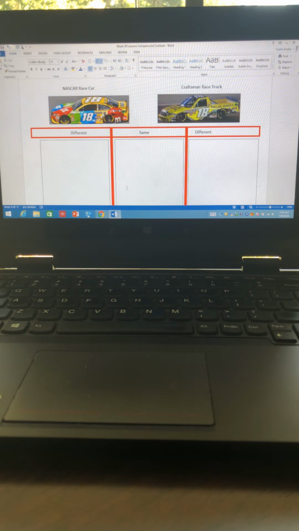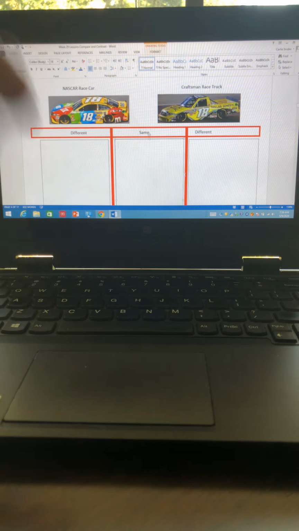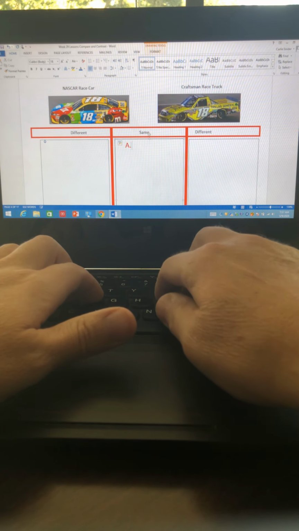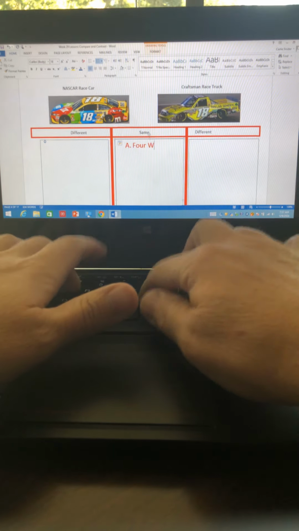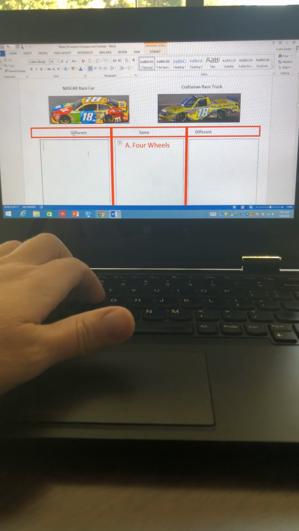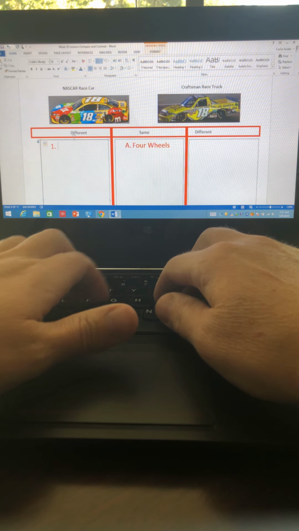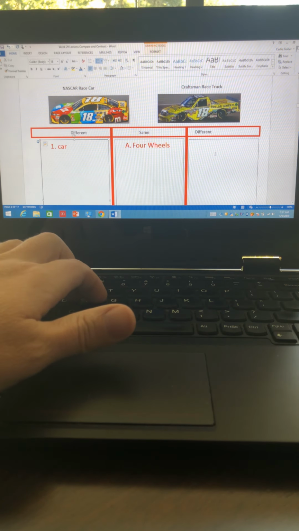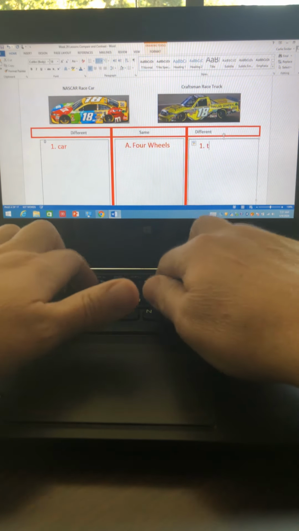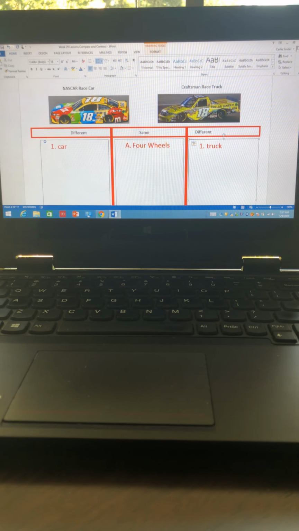I'm asking you to look closely and tell me 2 things that are the same, 2 things that are different about them. For example, I could say that the thing that is the same is 4 wheels. Some things I can look at are different. Some things that could be different, and one is a car, one is a truck. I need you to come up with 2 other items that are different, 2 other items that are the same.